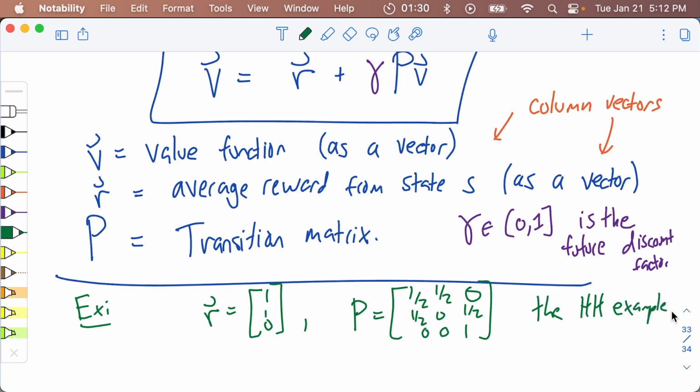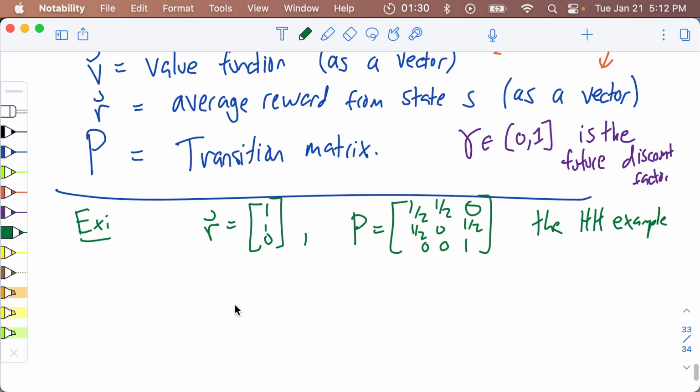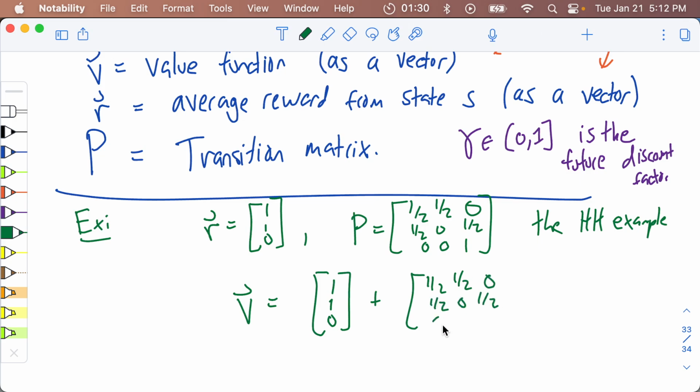In that situation, the equation is V equals 1, 1, 0 plus the matrix 1 half, 1 half, 0, 1 half, 0, 1 half, 0, 0, 1 times V. This is an equation for an unknown vector V. If you solve it, you are supposed to get the solution we got, which is V of 0 equals 6, V of 1 equals 4, and V of 2 equals 0. So we have taken the problem and turned it into a linear algebra problem.